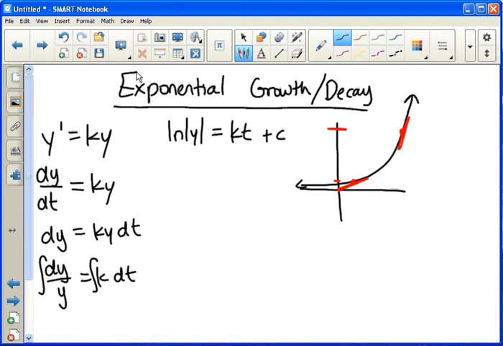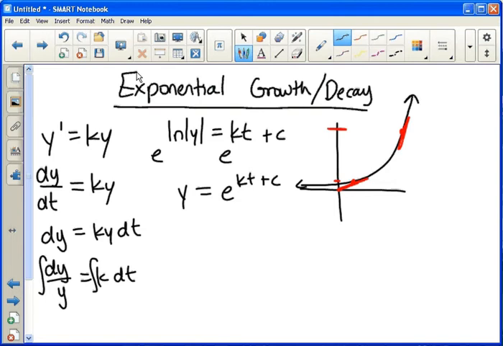Now we don't want to know the natural log of y, we want to know what y is. So we're going to raise both sides to the power of e, or make both sides powers of e, and that will cancel out the natural log for us. So the e and the natural log get rid of each other, leaving just y on the left side, and on this side we have e to the kt plus c. Now that equation might not look familiar to you yet, but it actually is.